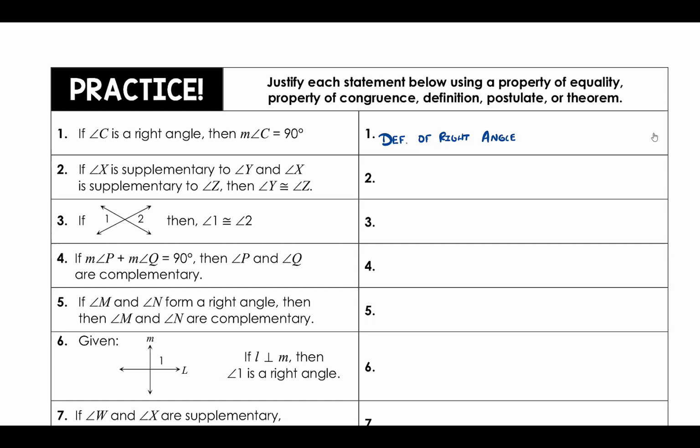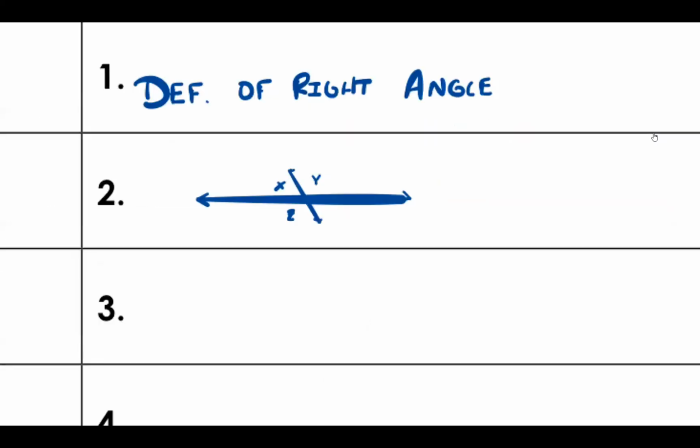Speaking of congruent supplements, if X is supplementary to Y and X is supplementary to Z, then Y is congruent to Z. So you're like, what on earth are they saying? So if I've got a straight line, okay, we've got our straight line here, and then we've got an angle. So if this is X, and we've got Y and Z, right? Can y'all not see that? I'm sorry. It looks bigger on my screen.